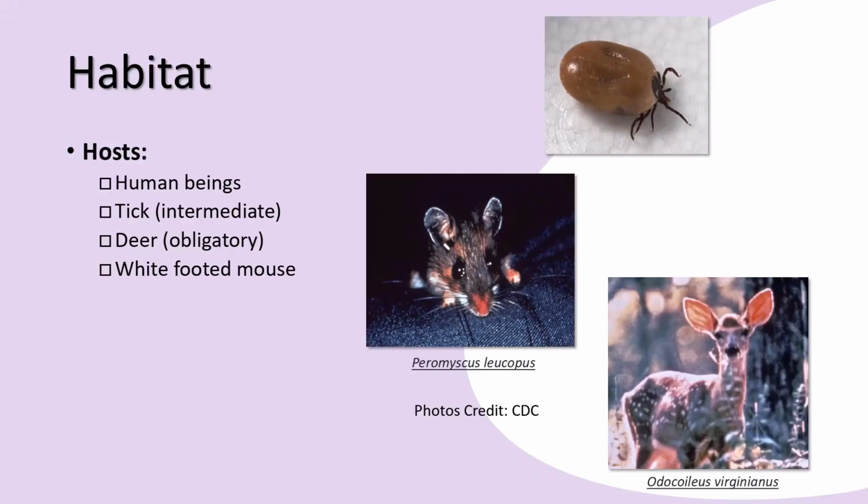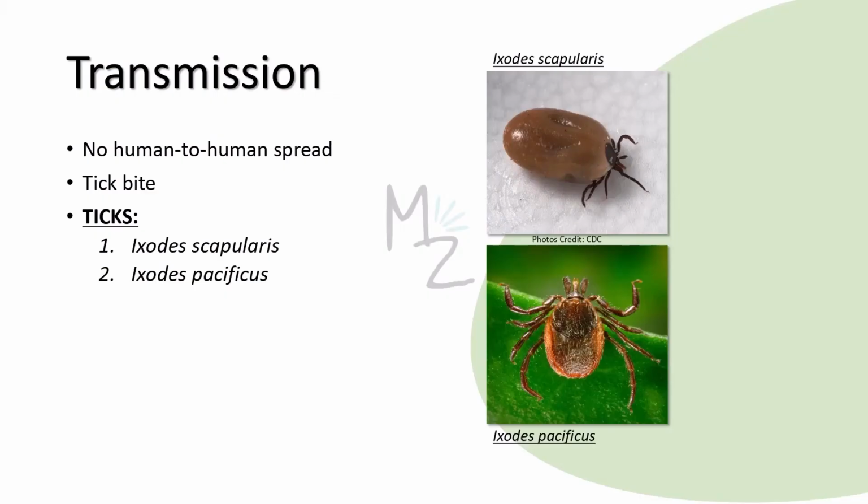Habitat. Human beings are its major hosts. It also has an intermediate host, the tick, which is its vector and is responsible for transmitting the infection. Deer, a large mammal, is an obligatory host in the tick's life cycle. The main reservoir of Borrelia burgdorferi consists of small mammals, especially the white-footed mouse, upon which the nymphs feed. Nymph is a stage in the life cycle of the tick. There is no human-to-human spread. Only a tick bite can transfer infection.